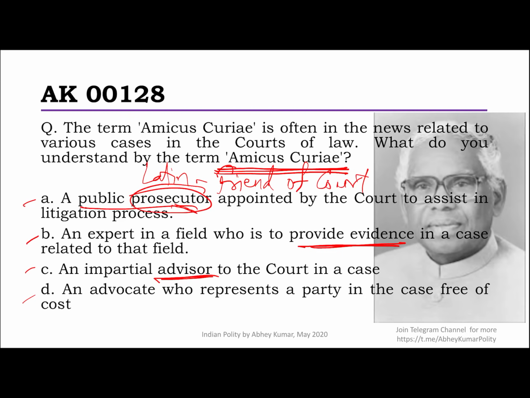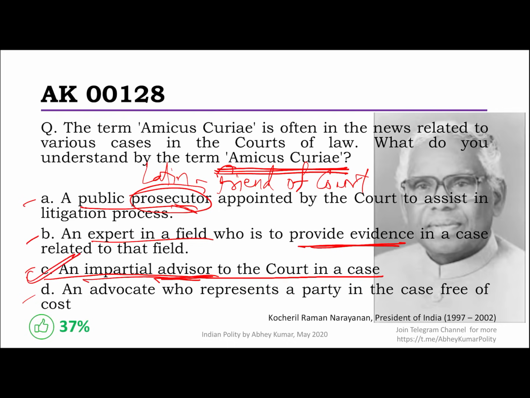So if you understand the basic concept, you'll see that the best answer for us, which truly defines the meaning of amicus curiae, is an impartial advisor to the court in a case. While they could be experts in the field as well, they could be a lawyer appointed by the court to defend, or they could be helping the court in understanding and explaining the case, maybe elaborating the theoretical aspect of the law. So the correct answer here, the most appropriate answer, should be C.